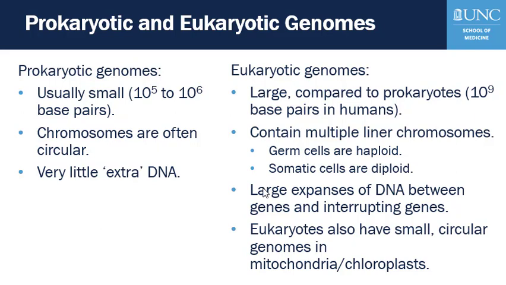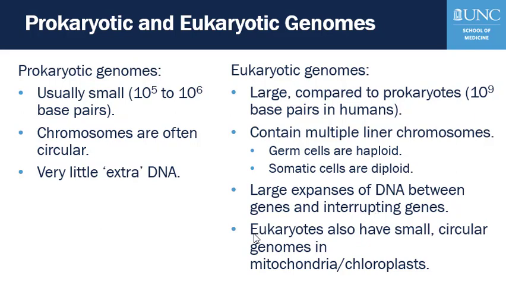So in eukaryotes, unlike prokaryotes, there's lots of extra DNA. So there are large expanses of DNA in between the genes, which are known as intervening sequences, and interrupting the genes, which are known as introns. So in humans, a very small percentage of the genome actually encodes proteins, somewhere around maybe 1.2%, while the rest of it is this extra or non-coding DNA. Some of the extra DNA does play a role in regulating gene expression and protein levels, but the function of much of it is completely unknown.